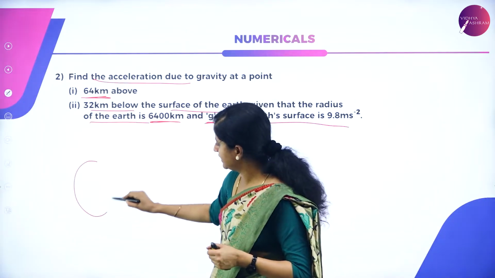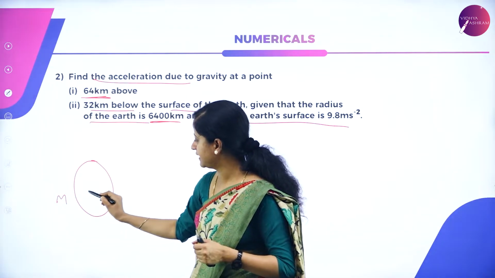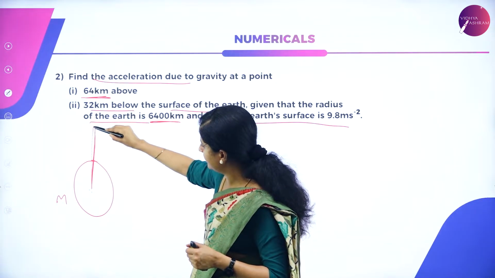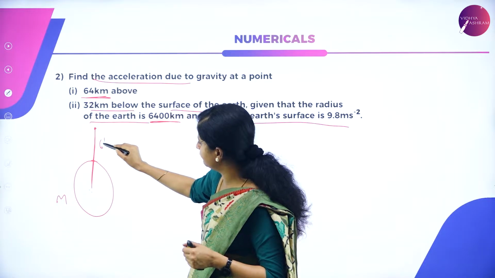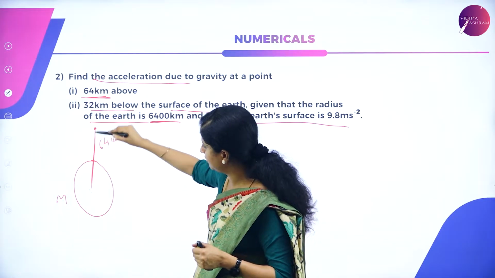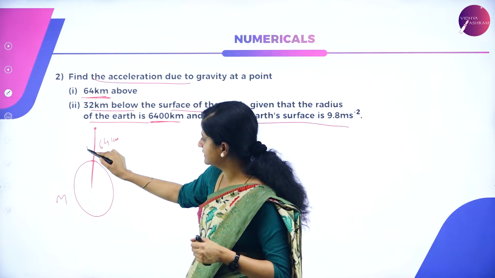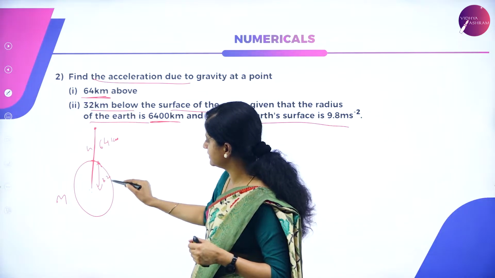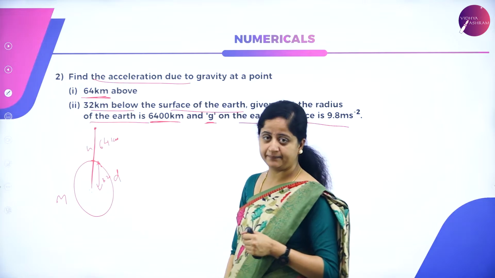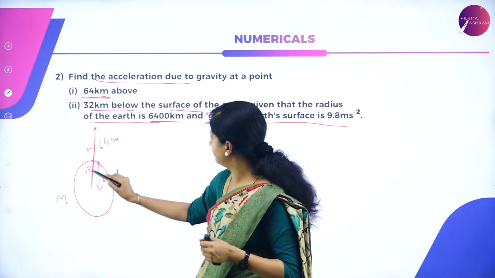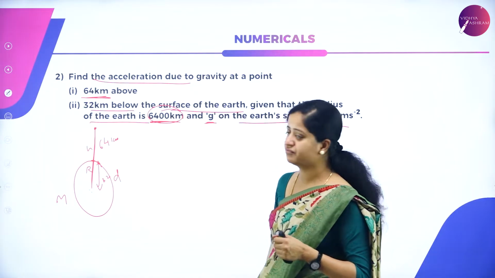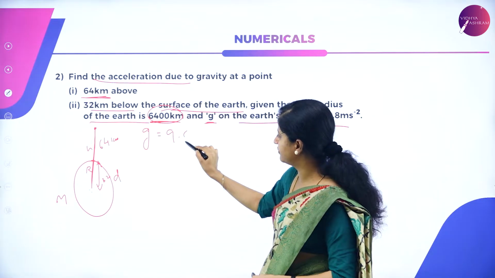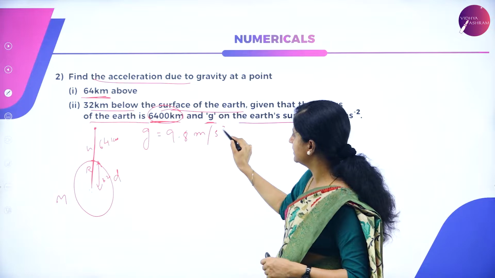Say for example, let us consider earth of mass m. So we have to find the acceleration due to gravity at this point, which is 64 km above the earth's surface, and this is h, and 32 km below the earth's surface, I'll call it d. And the radius of the earth is given. Radius is nothing but 6400 km. Acceleration due to gravity on the surface of earth is 9.8 meter per second square.